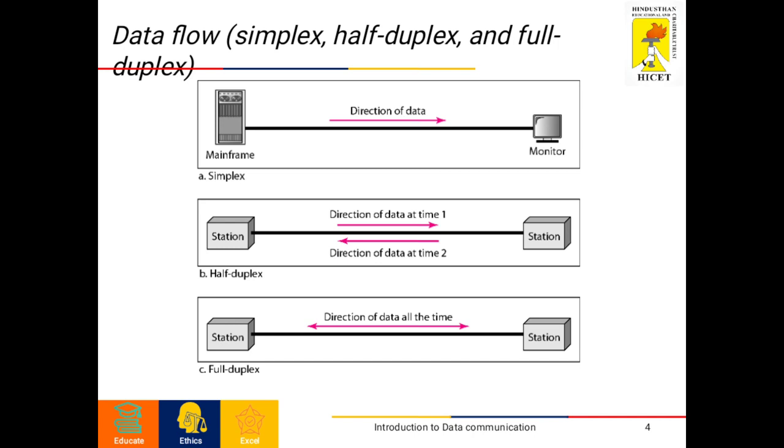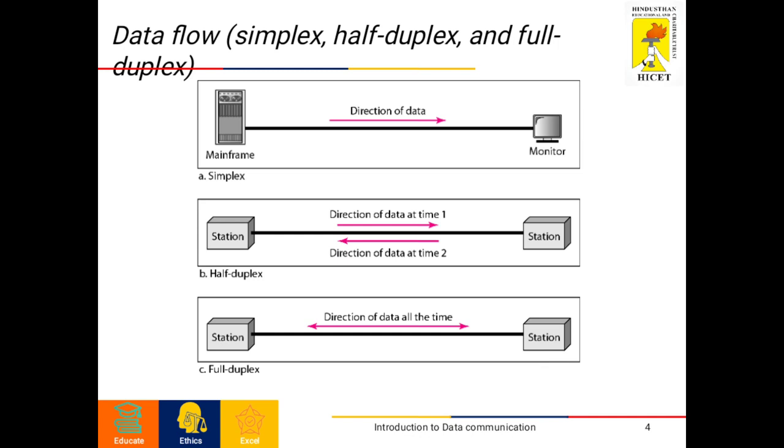The next is half duplex mode. In half duplex mode, each station can both transmit and receive, but not at the same time. An example of half duplex mode is a one lane road with traffic allowed in both directions. Here, the entire capacity of the channel can be utilized for each direction.